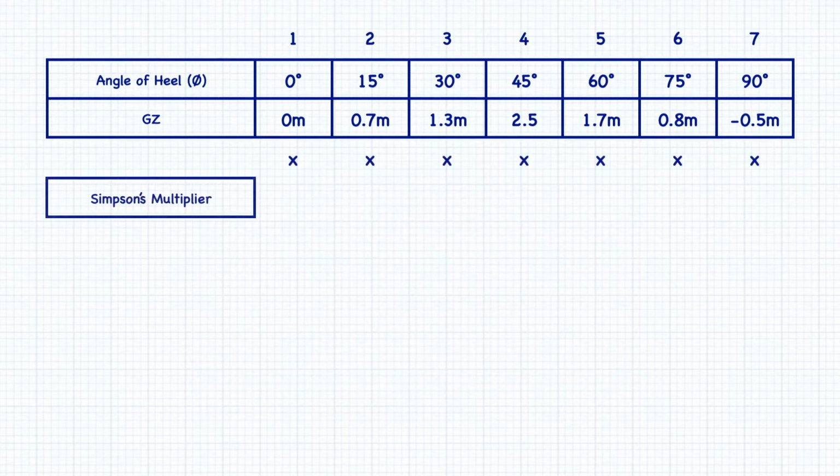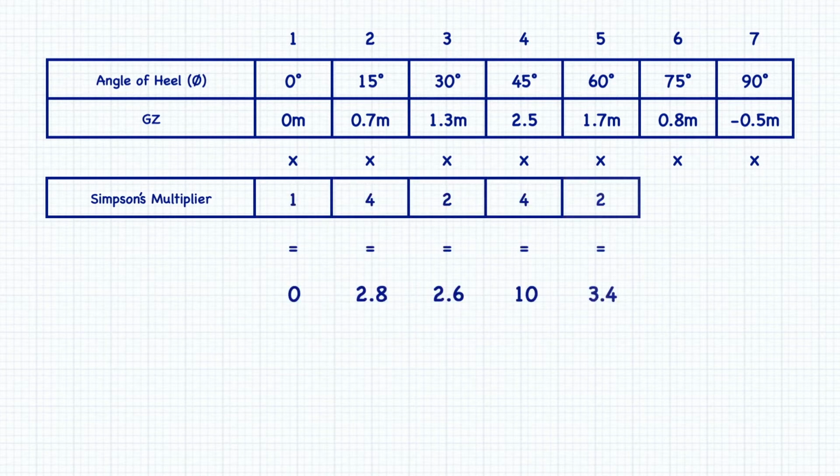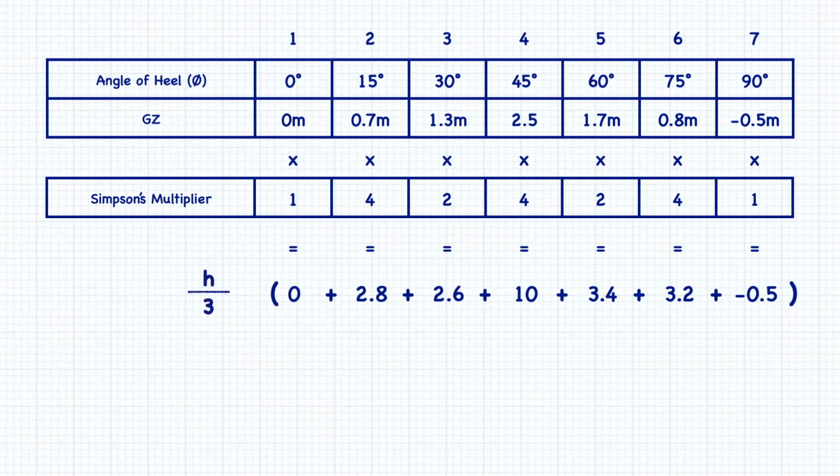Using the first rule, the GZ values are multiplied by the Simpson's multipliers, 1, 4, 2, 4, 2, 4, 1. The products are then added together and multiplied by h over 3. Remember that h is the interval, or the number of degrees between each ordinate.